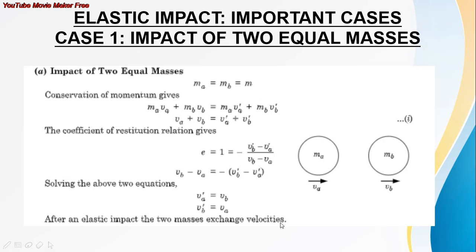So this is a very important case. When there is an elastic impact and the masses of the two bodies are equal, then after the impact they exchange their velocity, that is VA dash equal to VB and VB dash equal to VA. So do remember this formula. This formula will definitely be used in further numericals. So these cases are very important cases, right? Now let's discuss another case.